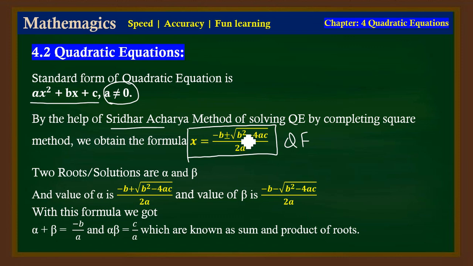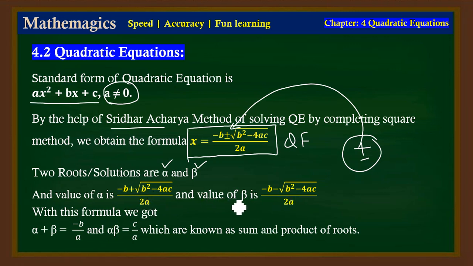Now, as we already have discussed, the quadratic equation gives us a maximum of two solutions or two roots. Both the roots are alpha and beta, that we already have discussed in the polynomial chapter, chapter number 2. Obviously there is a plus minus sign, so alpha takes the positive sign and beta takes the negative sign. That's why alpha is equal to minus b plus under root of b square minus 4c divided by 2a, and beta is equal to minus b minus under root of b square minus 4c divided by 2a.